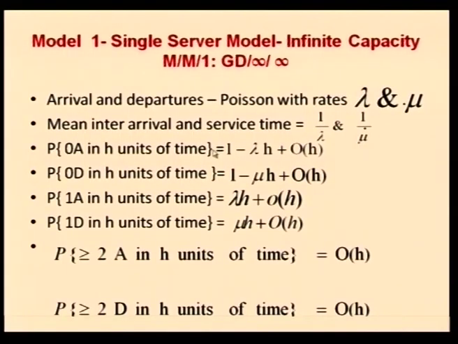The probability of 0 arrivals in h units of time is equal to 1 minus lambda h plus order of h. The probability of 0 departures in h units of time is equal to 1 minus mu h plus order of h. One arrival is lambda h plus O of h, and 1 departure in h units of time is mu h plus order of h. And the probability of 2 or more arrivals in h units of time is O of h. The same is the case for departures, where the probability of greater than or equal to 2 departures in h units of time is O of h.